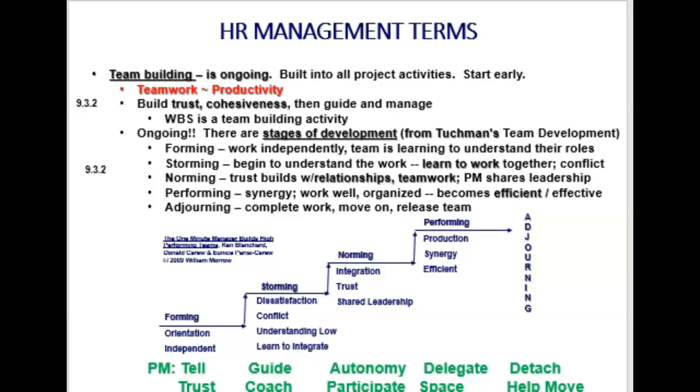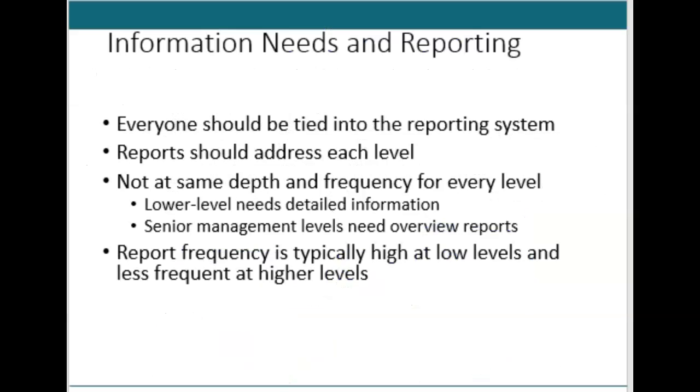But what I've added is what the PM is doing in each process. So in forming, you're telling your team what to do. Developing trust. In storming, you're guiding and coaching. In norming, you give them some autonomy, but you'll participate a little bit. When the team gets to high performing, you just delegate, give them the space to work, and then you help them with their next assignment.